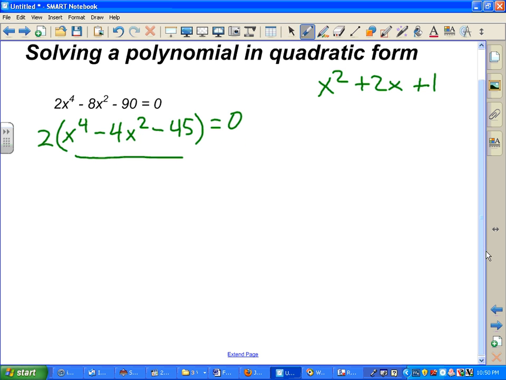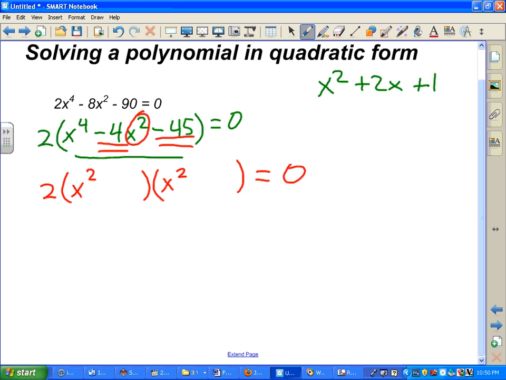And it will, and I'll show you how this works. This is x to the 4th, and I can break that down into x squared times x squared. Because, look at my middle term. It's x squared. So when I FOIL, I'm going to end up with x squared as my middle term. So what are the factors of negative 45 that add to negative 4? Well, that's going to be negative 9 and positive 5. Because negative 9 times positive 5 is negative 45, and negative 9 plus 5 is negative 4.